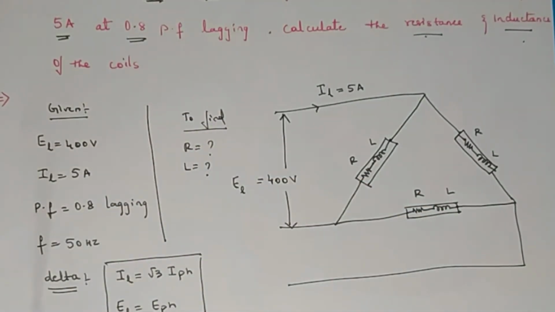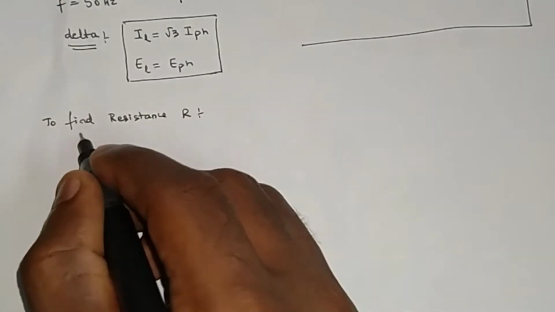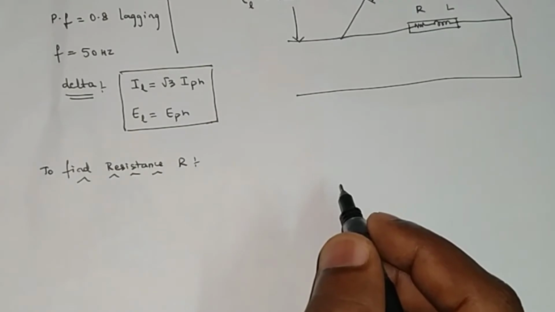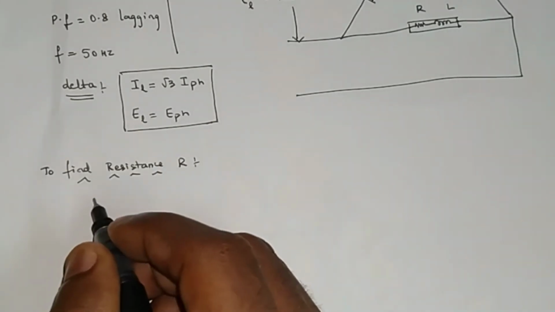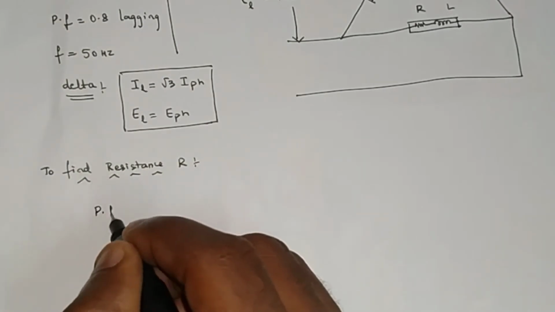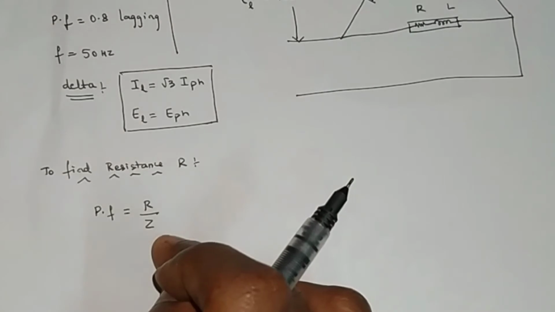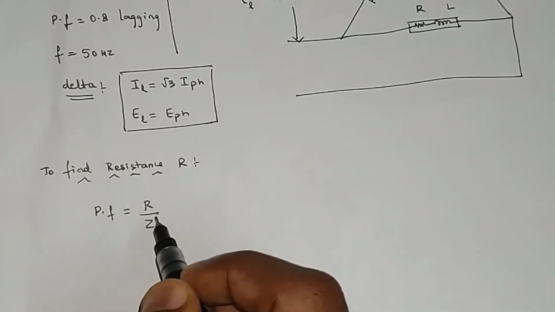First we will find out the resistance. To find the resistance, which formula are we going to use? The power factor is given, so we'll use the power factor formula. Power factor is equal to R divided by Z. We know this formula: cos phi is equal to R divided by Z. So the same formula we are going to use.